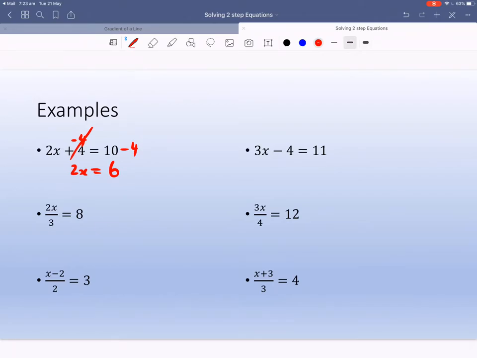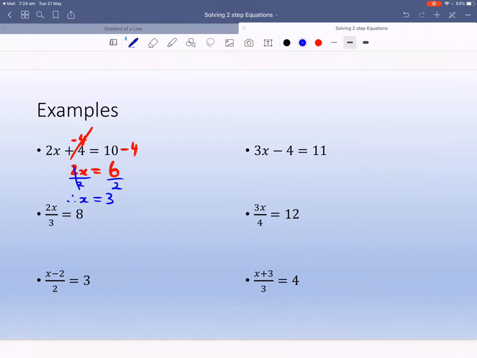The next thing I want to do is look at what's in between the 2 and the x, which the mathematicians are too lazy to write. If you said times, you would be correct. So what's the opposite of times 2? If you said divide by 2, you would be correct. So we've got to divide by 2, and I have to divide by 2 here too. Therefore, my answer is 3.